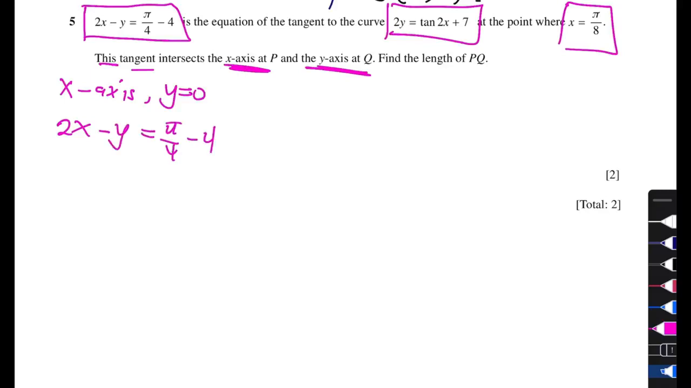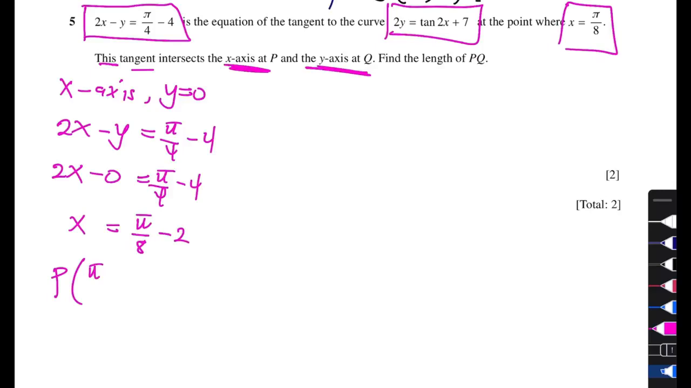Now, they said that this particular tangent intersects the x-axis at P. So the y value there is 0. So we have 2x minus 0 is equal to pi on 4 minus 4. So basically, x will be equal to pi over 8 minus 2, okay? So this is what we have. So P is basically pi over 8 minus 2, comma 0, because the y component is 0.